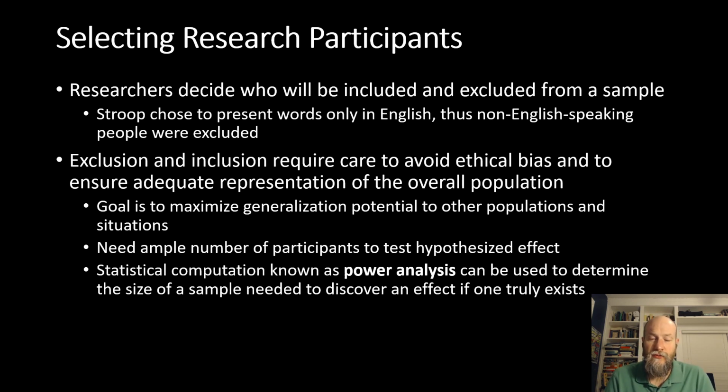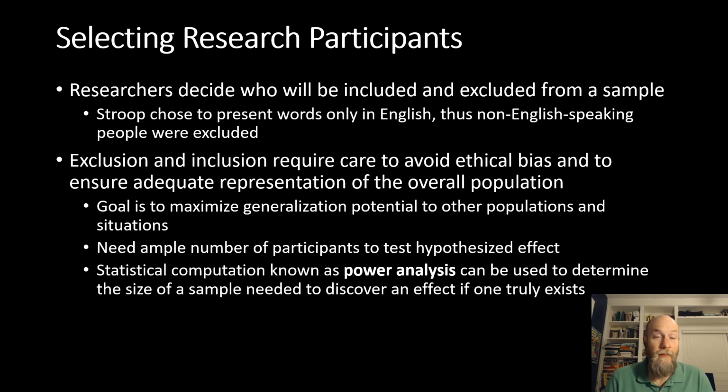Exclusion and inclusion requires a lot of care for a variety of reasons. One is not to introduce bias. We also have to avoid certain ethical biases and make sure that we are ensuring adequate representation of the overall population. The ultimate goal, as we've discussed in previous chapters, is to maximize generalization potential to other populations and situations, right? We want to be as inclusive as we can in selecting our sample.